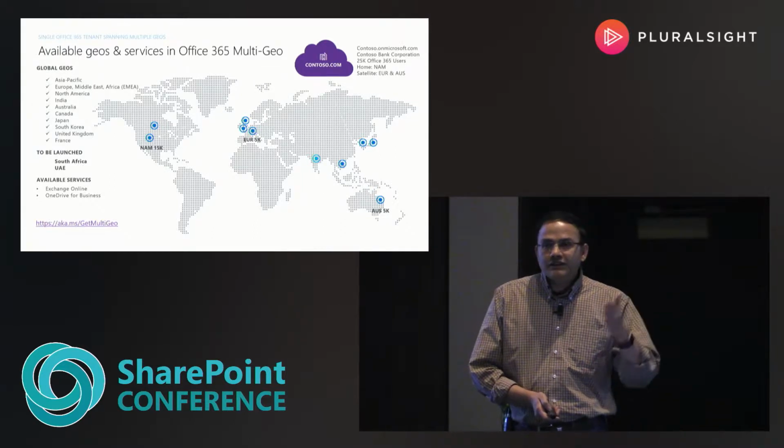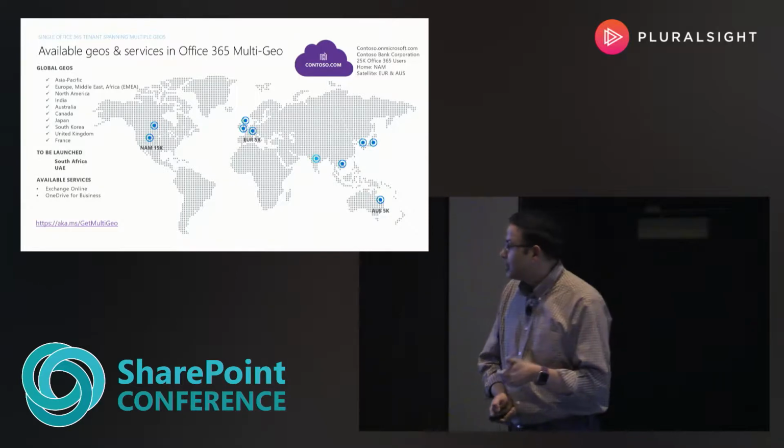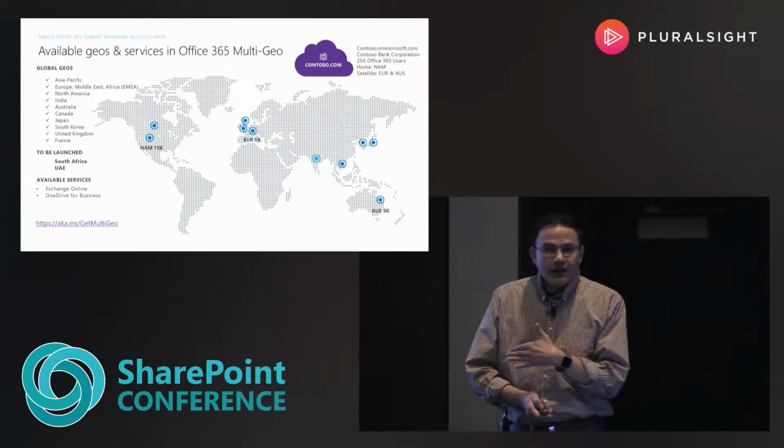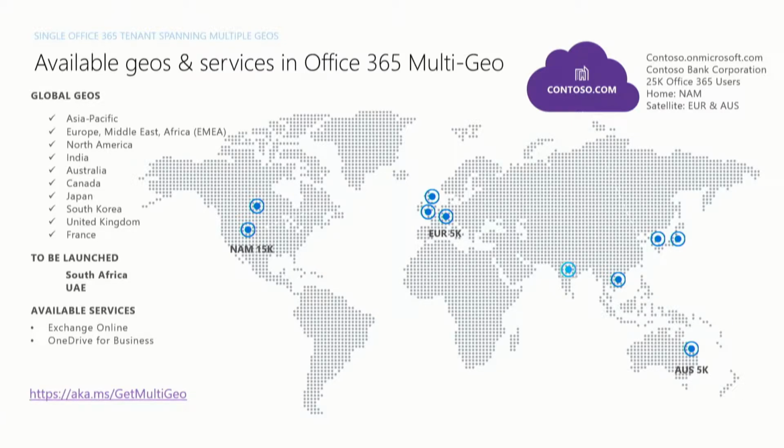Here is a full list of all the geos that are supported, and also the new geos that are to be launched. South Africa and UAE are our next 2 geos that we are planning to add support for in the satellite geolocation itself. Now, one thing I do want to call out: when we announce a new Office 365 data center, let's say in the case of South Africa, it may immediately become available for the local users.